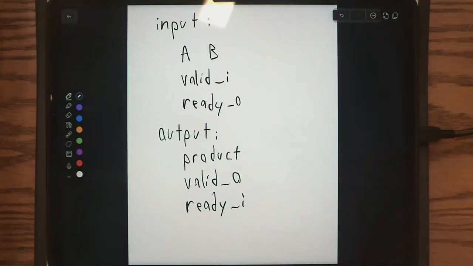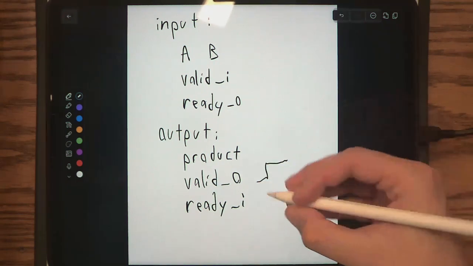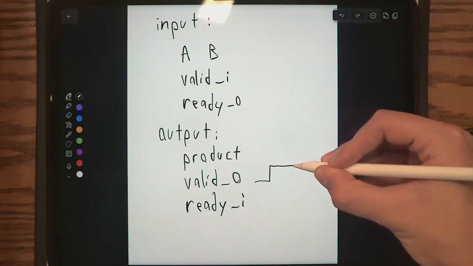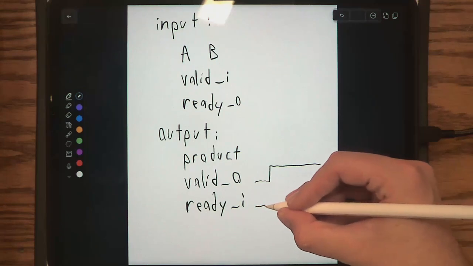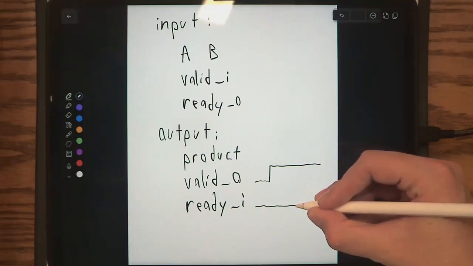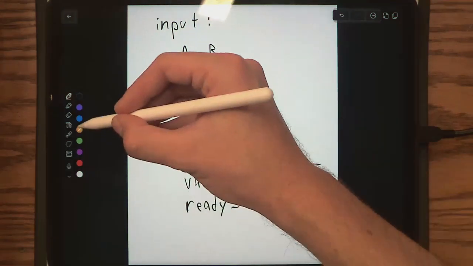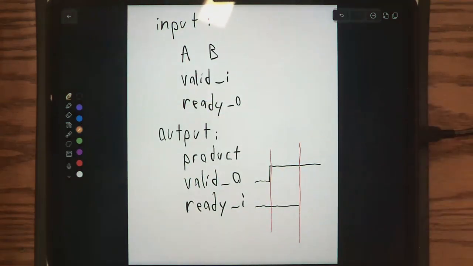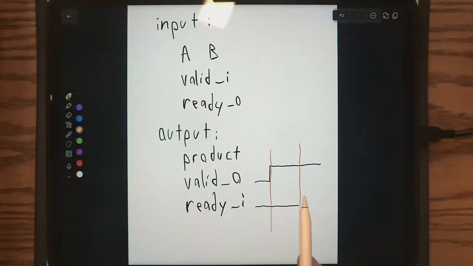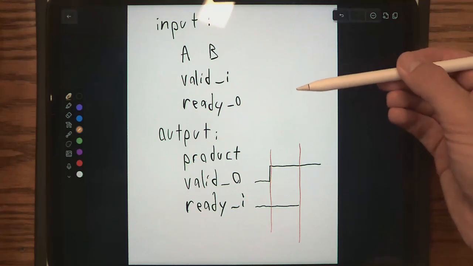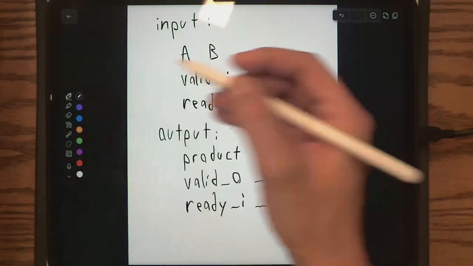If we have the case where we are valid on our output, so let's say at this point we now have a valid output, and we are not ready for a long time, then in this period right here we need to make sure that we stall, and we also need to make sure that we don't accept any more user input. So any case that we are valid and the ready input is not ready, then our ready output up here should also be 0. So let me draw that out.